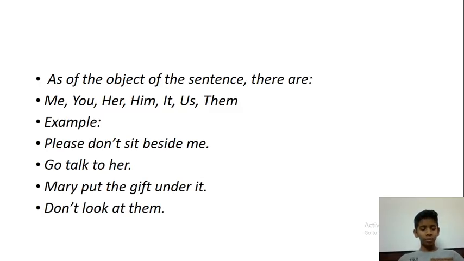Let's move to objective pronouns. As the object of the sentence, there are me, you, her, him, it, us, and them. They are also seven in number, but they are different from the subjective pronouns. These pronouns act as the object of the sentence. For example, please don't sit beside me. Me is acting as the object. Go talk to her. Her is an object. Mary, put the gift under it. It is the object of the sentence. Don't look at them. Them is an object of the sentence.